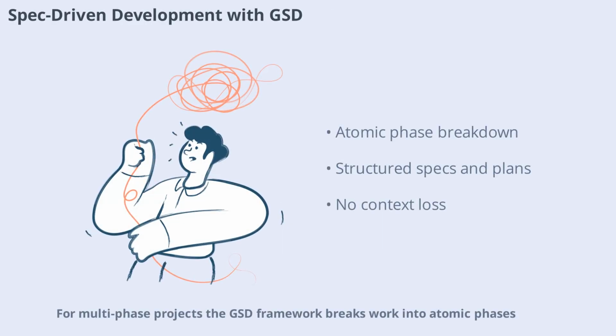For multi-phase projects, the GSD framework breaks work into atomic phases, each scoped to avoid context loss. You start by mapping your codebase, then create a structured spec, plan, and execute each phase with verification checkpoints. The state is stored in planning files, not just conversation memory. This is perfect for implementing full Spring Boot features, ensuring every layer is built and verified without losing track of earlier decisions.